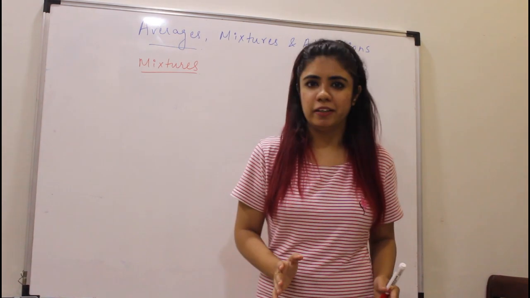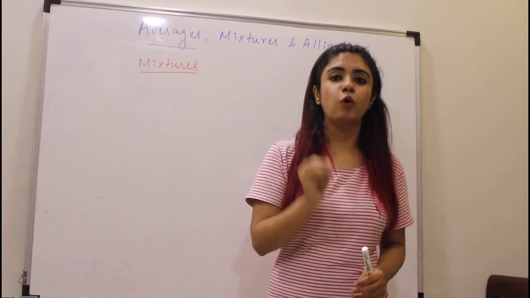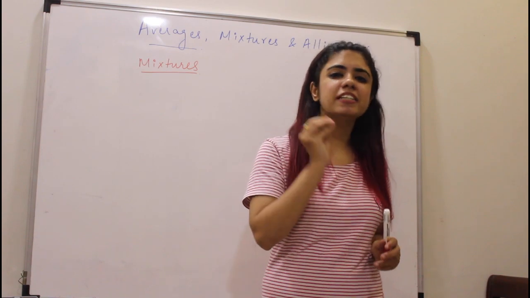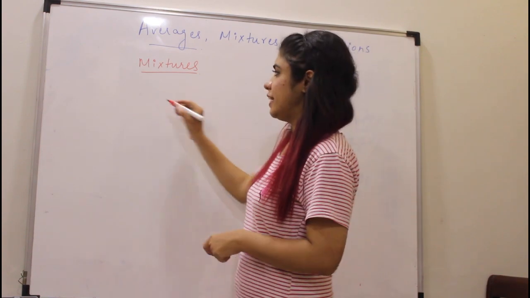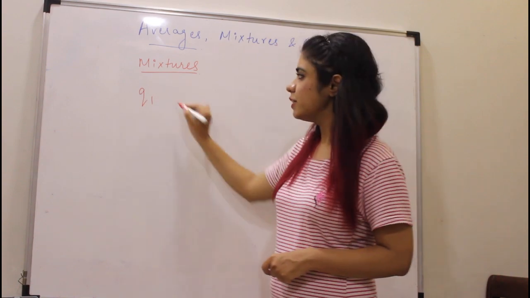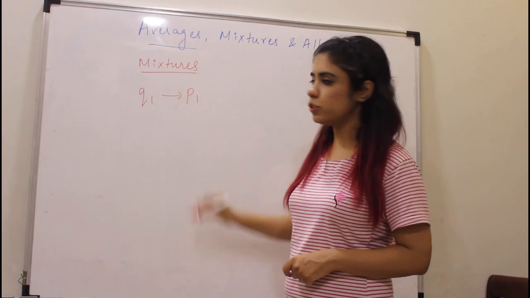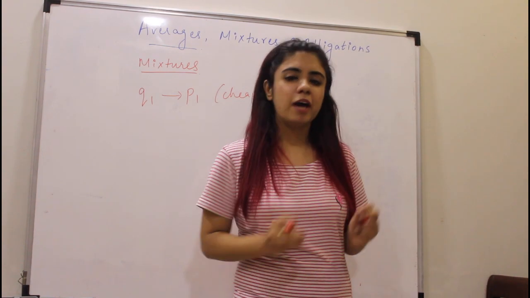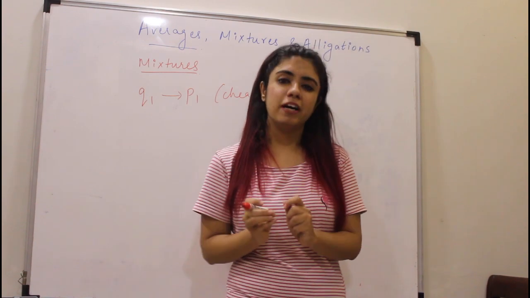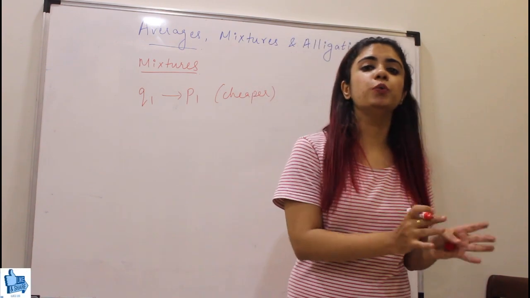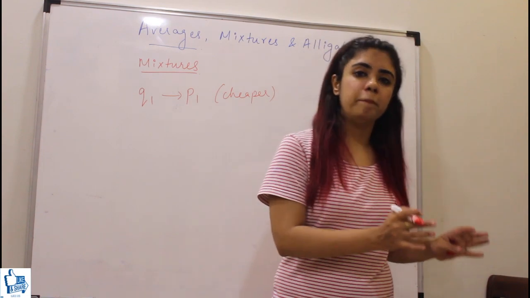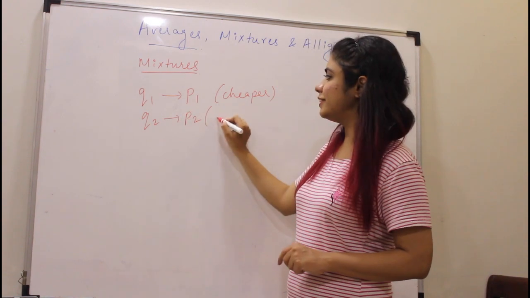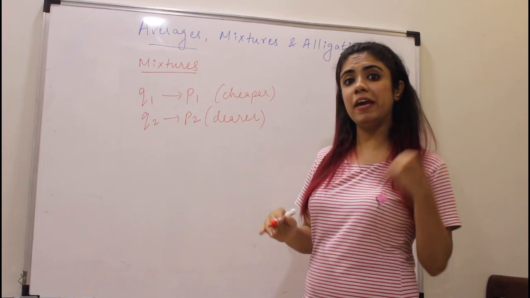Rahul does not like me that much. Okay? So he gifted me some normal quantity of rice which costed him P1 rupees. He gave me the sasta rice, the cheaper rice. So let's say he gave me Q1 quantity of rice which costed him P1 rupees. So this is the cheaper rice. ठीक है? Priya really likes me. I'm her favorite teacher. So she gifted me basmati rice. So she gifted me Q2 quantity of rice which costed her P2 rupees. So this is the dearer rice. Dearer means महंगा वाला rice.